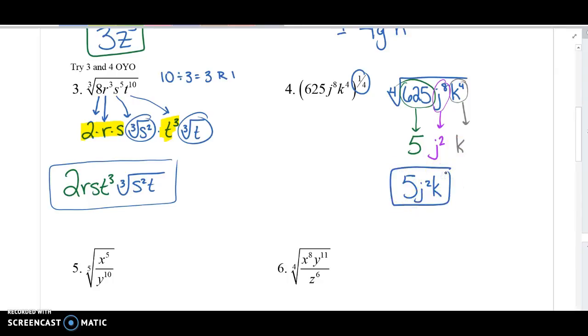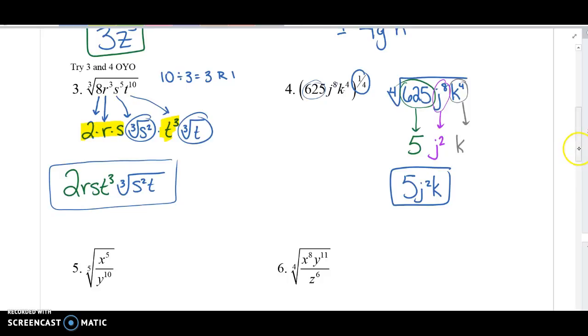Now for this one, would you have had to change it into the 4th root? You don't necessarily have to. You could do 625 to the 1/4. Know that that's the 4th root of 625, which is 5. And then for these, you'd multiply the exponents. 8 times 1/4 is 2. 4 times 1/4 is 1. So you can do this without transferring to a radical. But if there's remainders, it's almost easier in radical form.